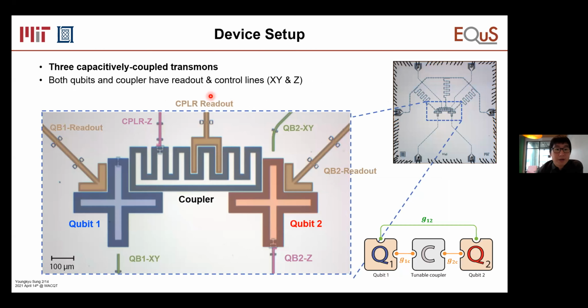Here is our device setup. We have three capacitively coupled transmons: qubit one, coupler, and qubit two. Qubit one has a fixed frequency, while the coupler and qubit two have tunable frequencies. And both qubits and the coupler have readout and control lines. Therefore, we can read out the state of the qubits and the coupler. So next, I'm going to show how we use the tunable coupler to make a two-qubit gate.